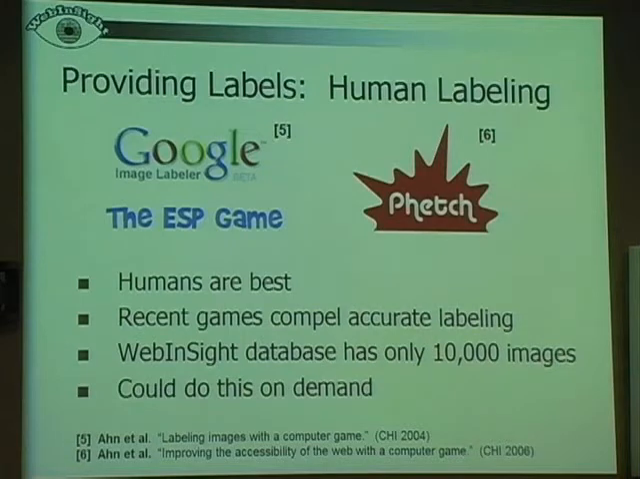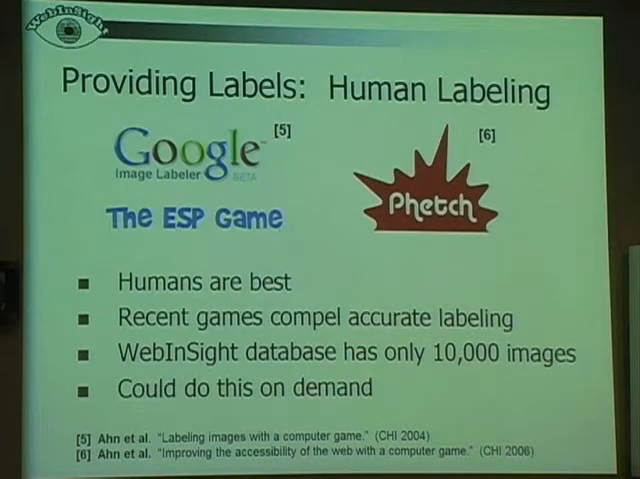These recent games tend to compel accurate labeling, although at our meeting just a few minutes ago with the image labeler people, they told me that there is a lot of, I wouldn't call it spamming, but tricking the game, so that if you agree that a good word is, say, man for every single image, and half the people that play the game agree on that, then they start getting more points. But all they're getting is points, so it's not like money.